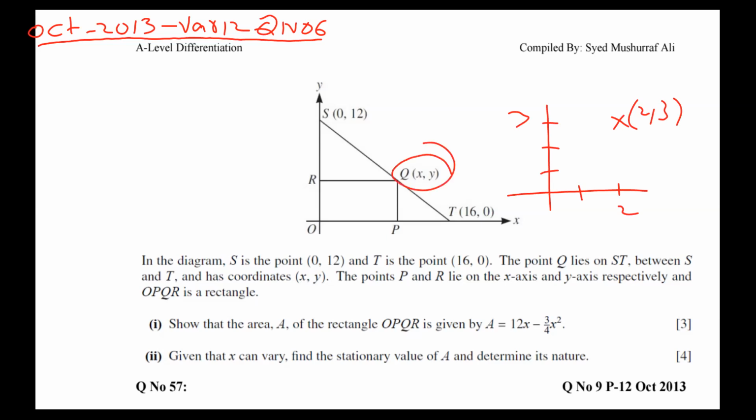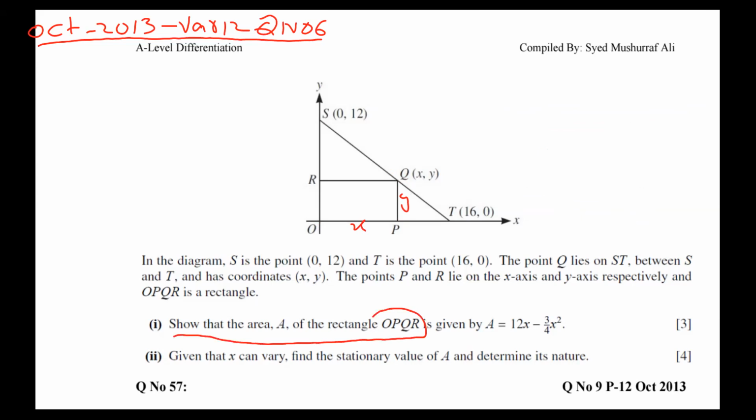Similarly, what this XY represents is that O to P is X and P to Q is Y. So this gap is Y. This point is very clear up till here. Now, what is the plan of action? The first part says show the area of the rectangle OPQR. Which rectangle do we talk about? This rectangle. The area of this rectangle, we have to prove, is A equals this expression.